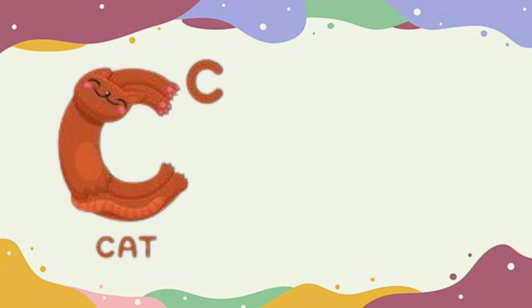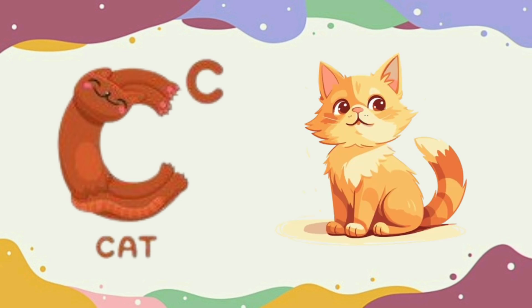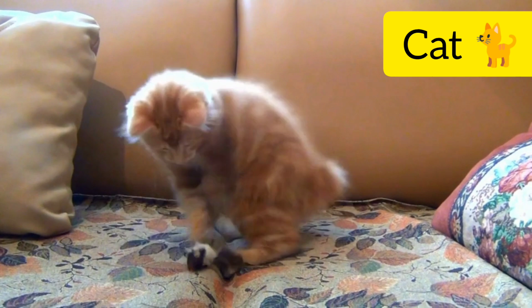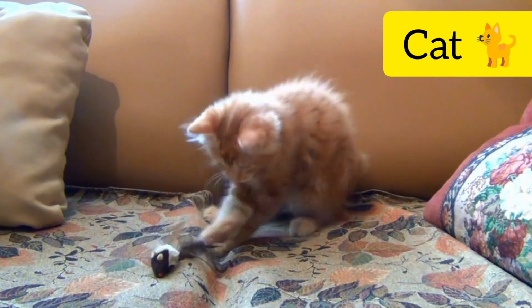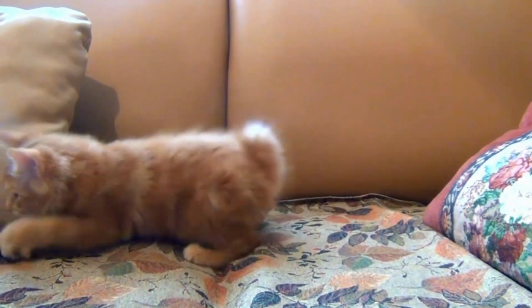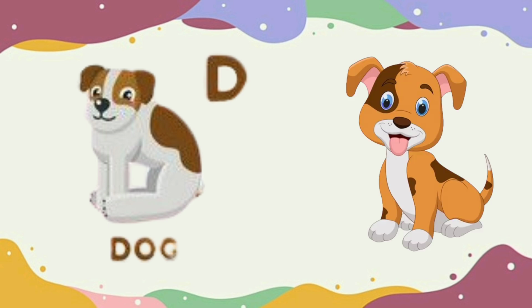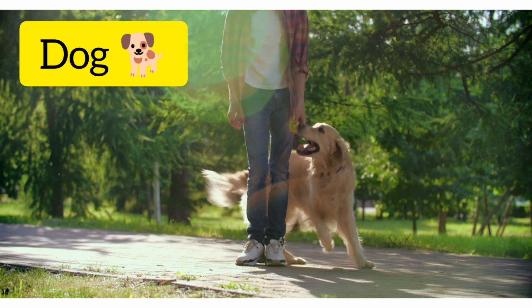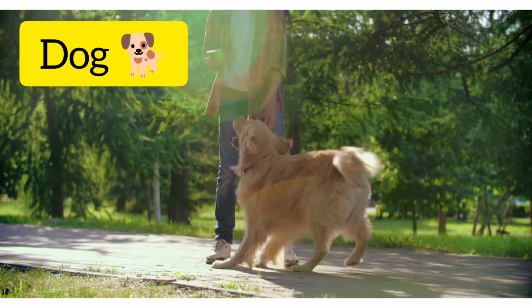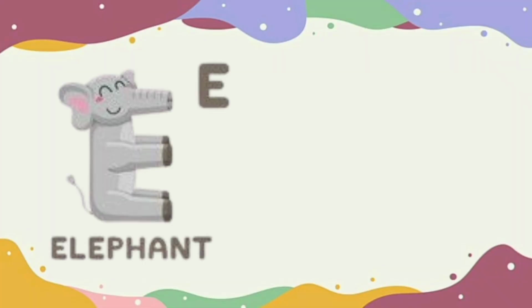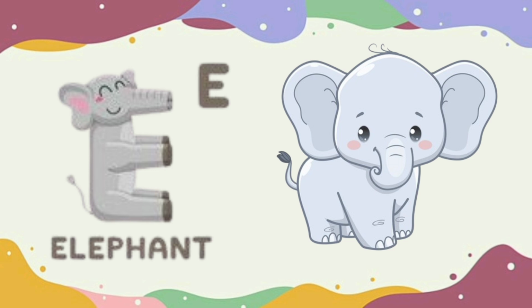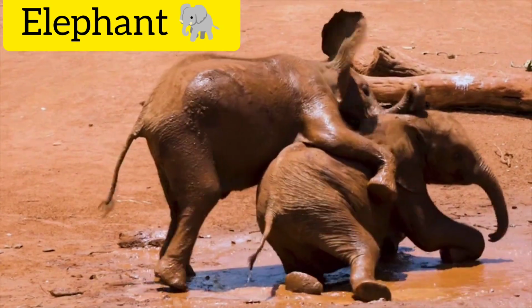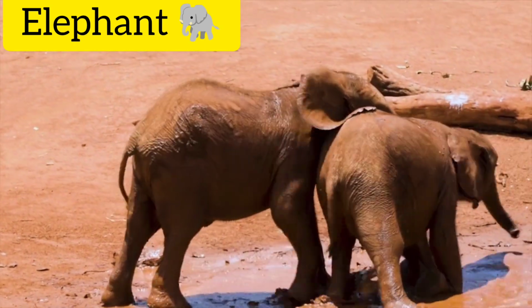C for cat. C sound k, k, cat. D for dog. D sound d, d, dog. E for elephant. E sound a, a, elephant.